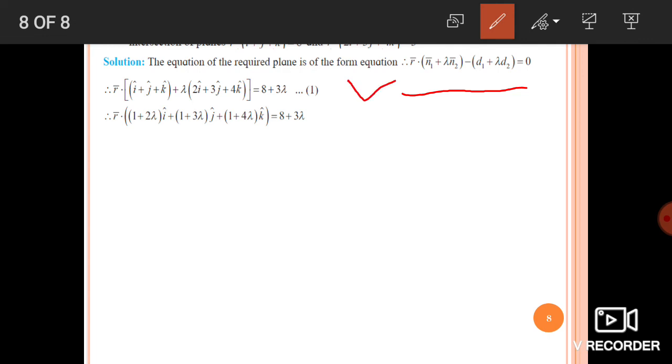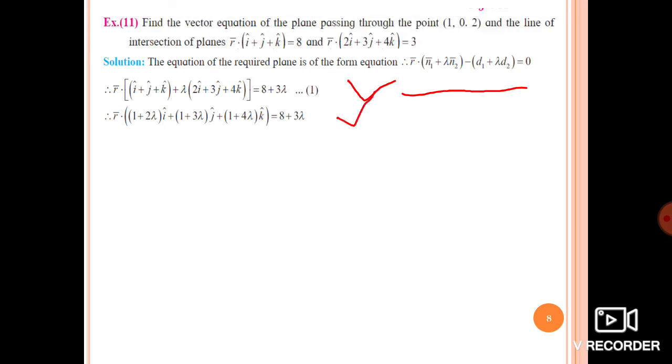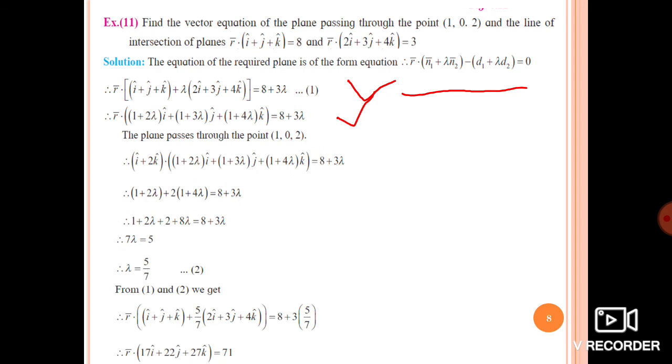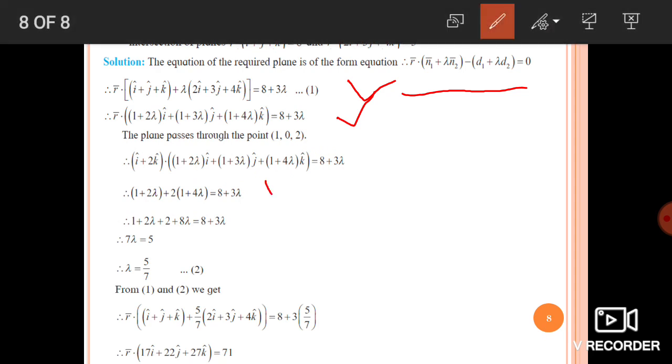Now simplifying, it will give us r bar dot 1 plus 2 lambda i plus 1 plus 3 lambda j plus 1 plus 4 lambda k. The plane passing through the point 1, 0, 2, we can write i plus 2k into the above vector. We have written r as i plus 2k. It will give us the equation 1 plus 2 lambda plus 2 times 1 plus 4 lambda is equal to 8 plus 3 lambda. Now solving this equation for lambda, we will get lambda equal to 5 by 7.